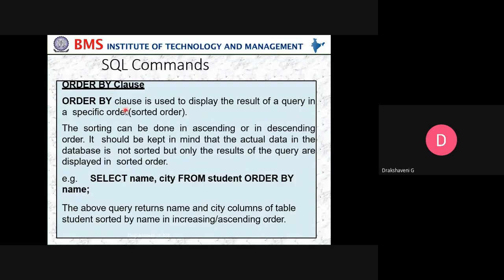ORDER BY clause. The ORDER BY clause is used to display the result of a query in a specific sorted order. The sorting can be done in ascending or descending order. It should be kept in mind that the actual data in the database is not sorted, but only the result of the query is displayed in sorted order. SELECT name, city FROM student ORDER BY name. The above query returns name and city columns of the table student sorted by name in increasing or ascending order.